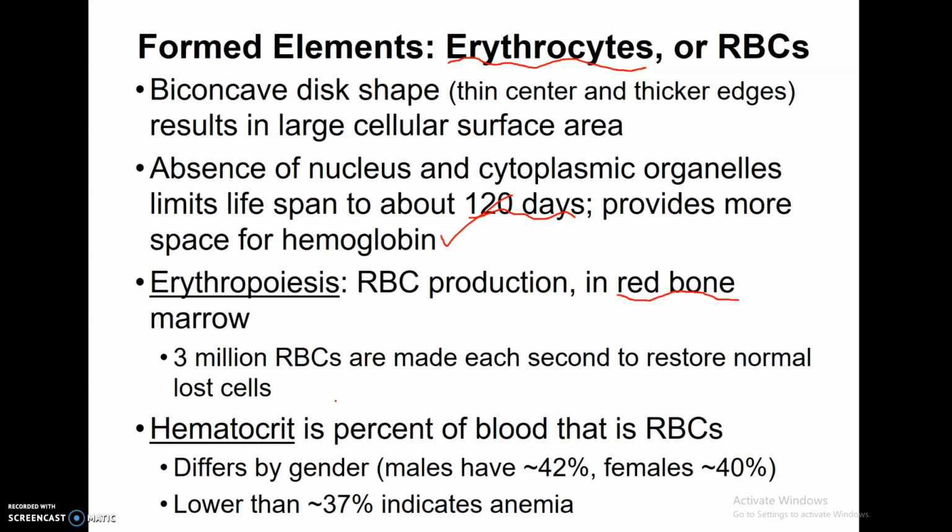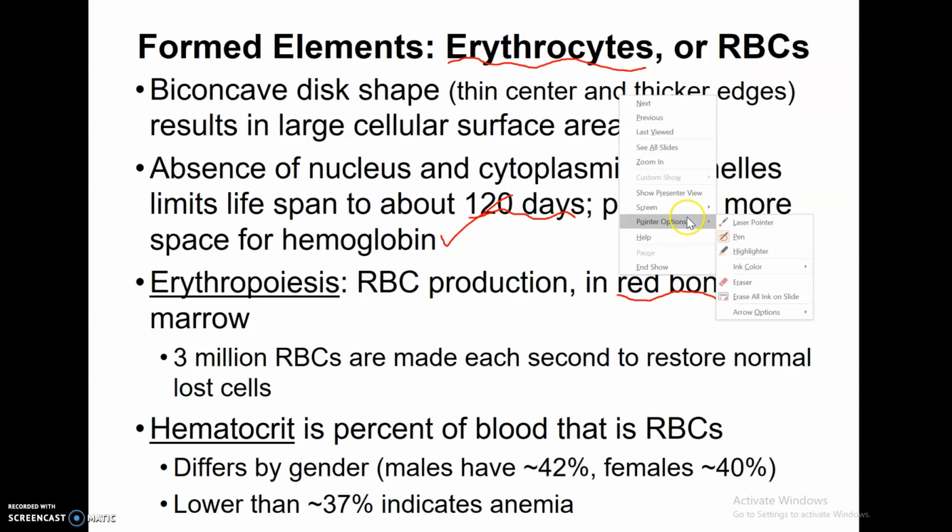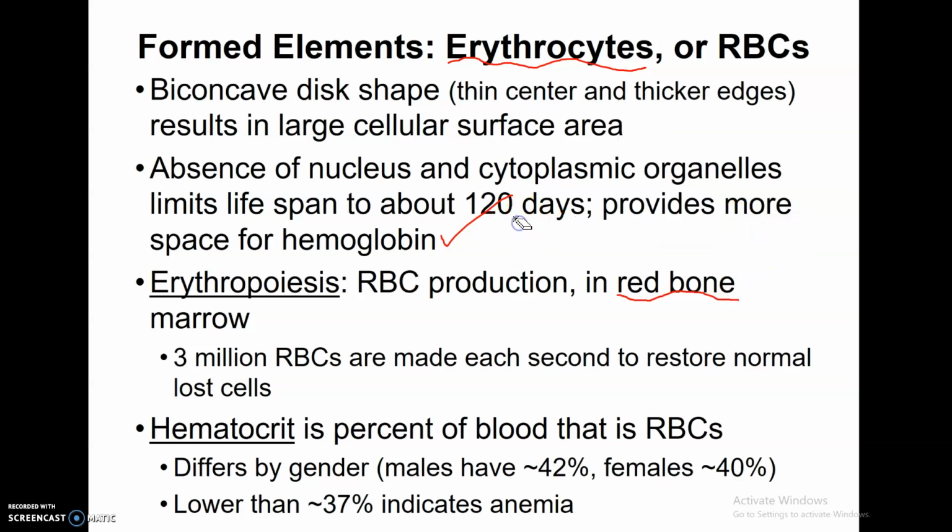Now, how are you losing them? Many of them go away or are destroyed in your spleen. And that's just a consequence of them surviving for a long time after 120 days. And so the spleen will remove red blood cells, and the hematopoietic stem cells will restore them.